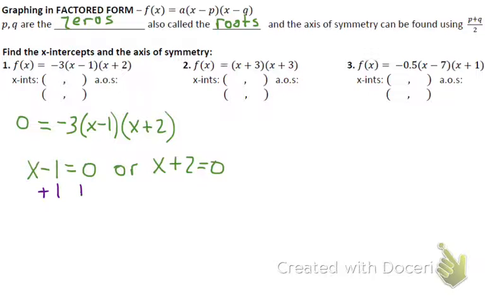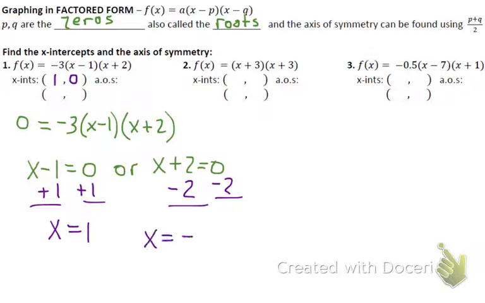Add 1 to each side, you get positive 1. So that's an x value. The y value is 0 anytime you're on the x-axis. Subtract 2. Negative 2 is the other 0. Axis of symmetry, average your two, the p and the q. So x equals 1 plus negative 2 over 2. So x equals negative 1/2 here.